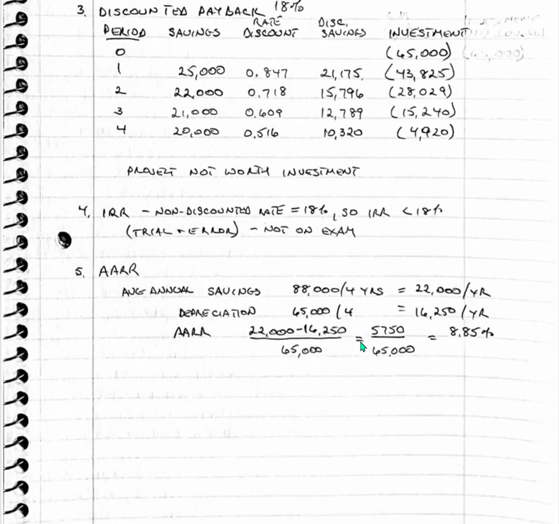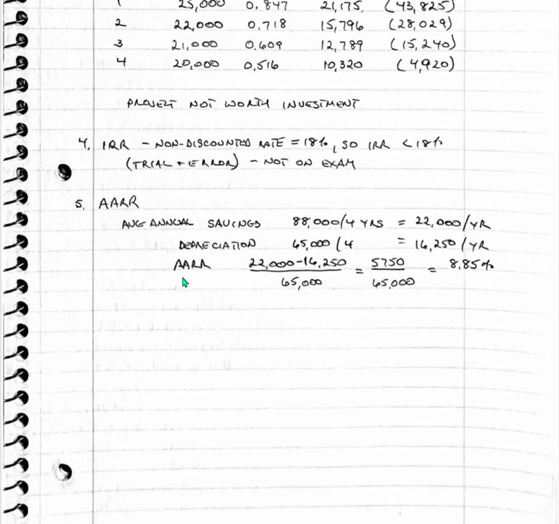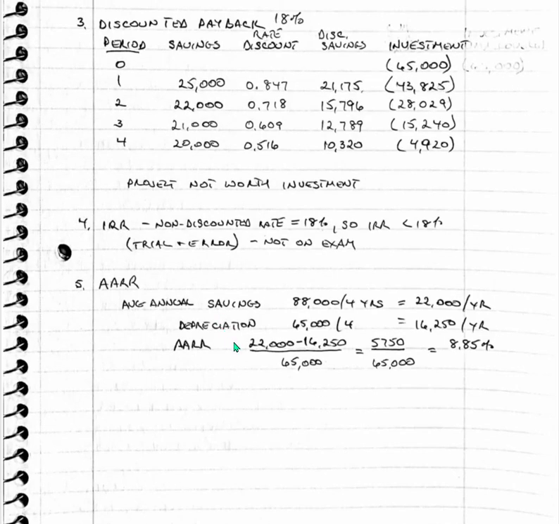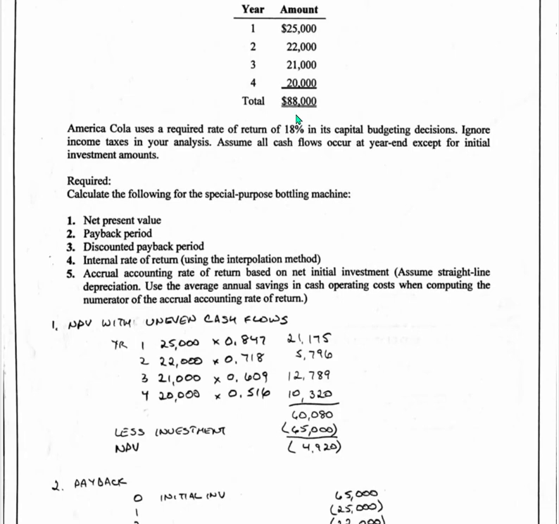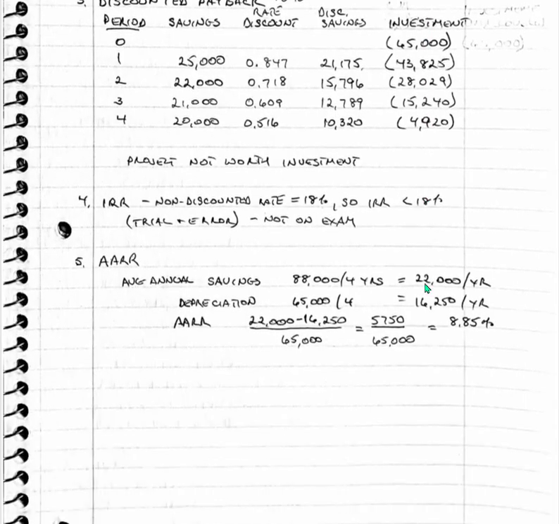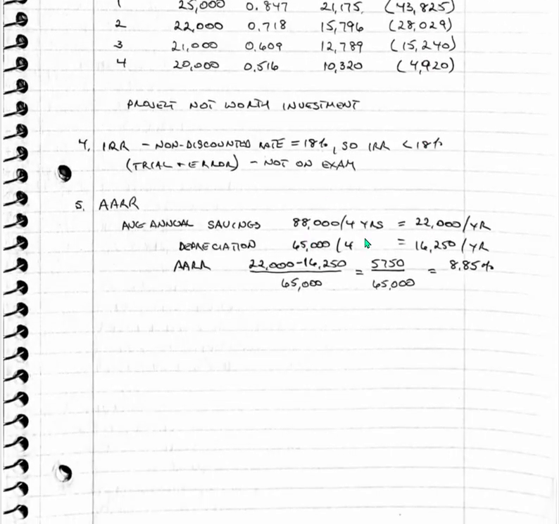And then finally, the accounting rate of return. We would take the average annual savings, and the total was 88,000. So we take the 88,000 and divide it by 4 years. Our average annual savings are 22,000 per year. Depreciation would be 65,000. We don't have any salvage or disposal value there. Divided by 4, that's 16,250 a year.